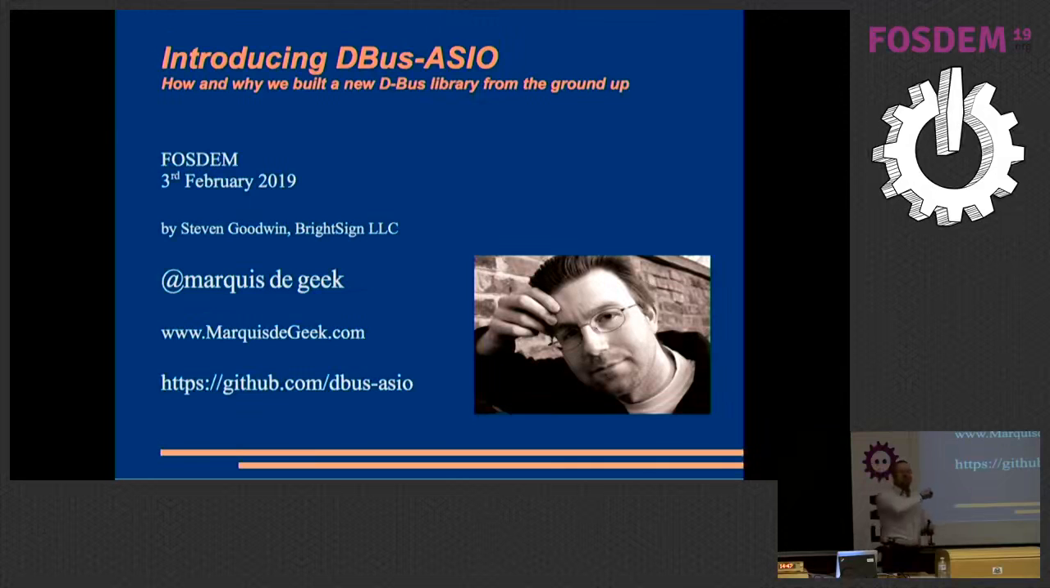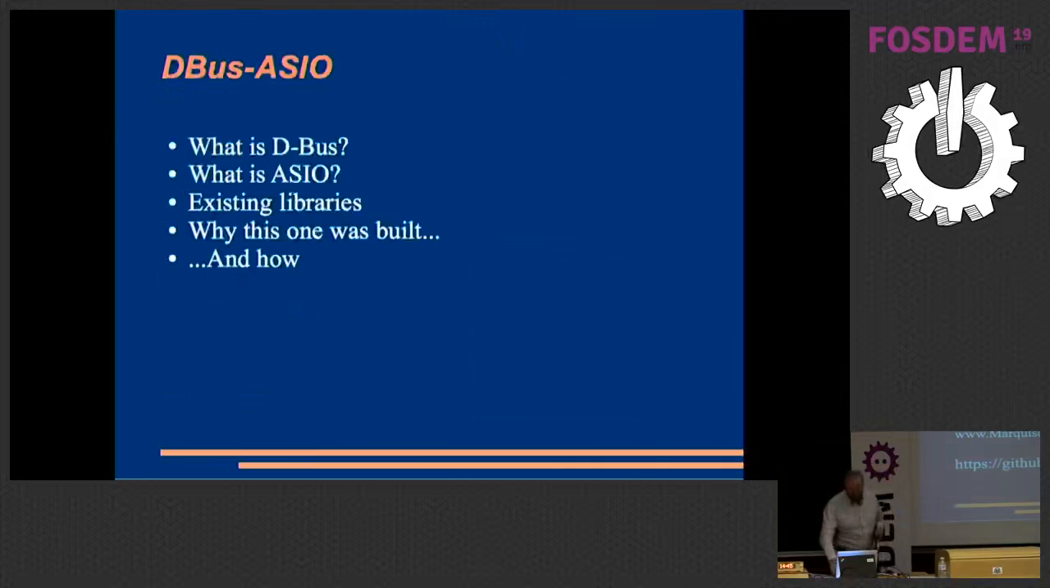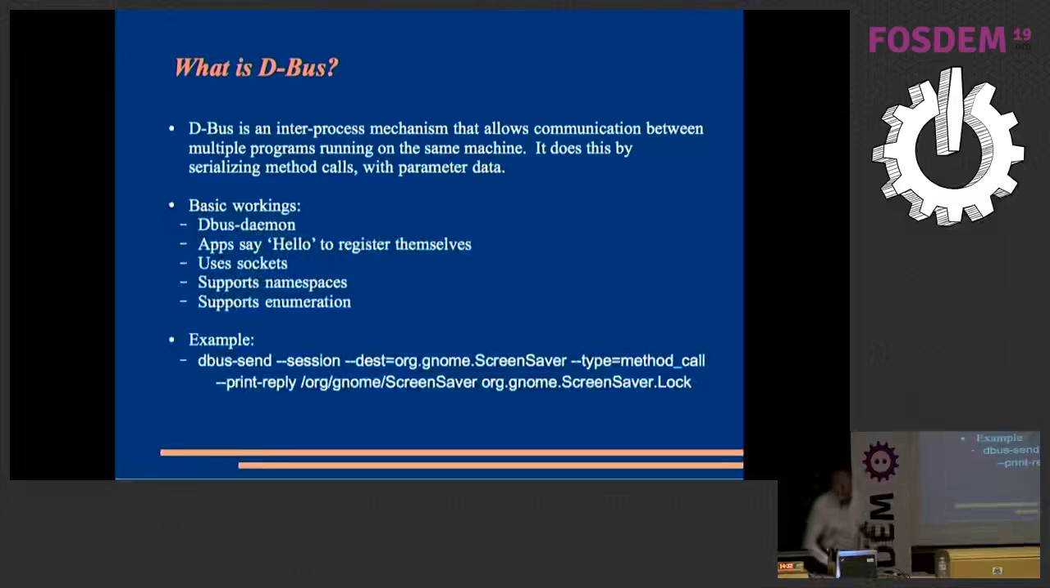So, if we're all in the right talk, this is about DBus ASIO, which means I'll start off by mentioning what DBus is, what ASIO is, and at which point you should be able to work out what DBus ASIO is all about. I'll talk about the existing libraries that solve the same problem, and then why we actually built the whole thing again. So, DBus is an interprocess tool.